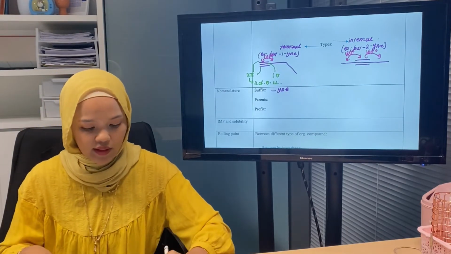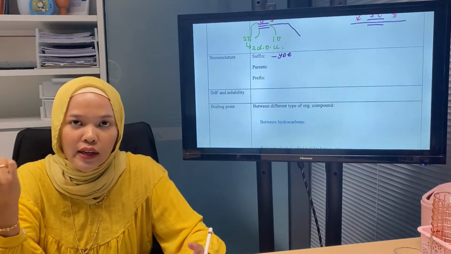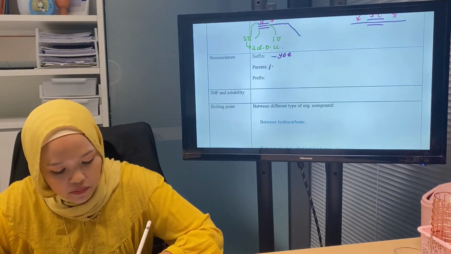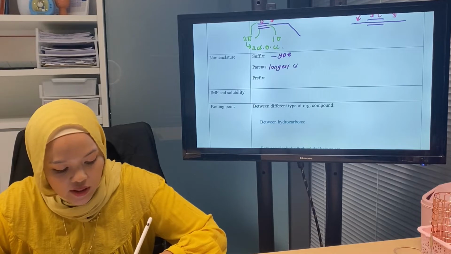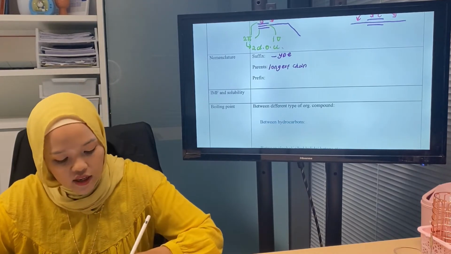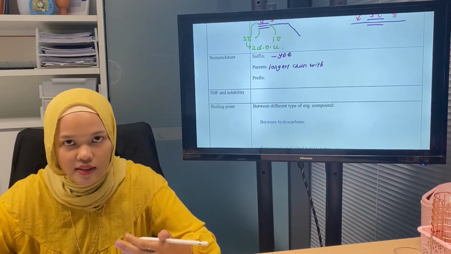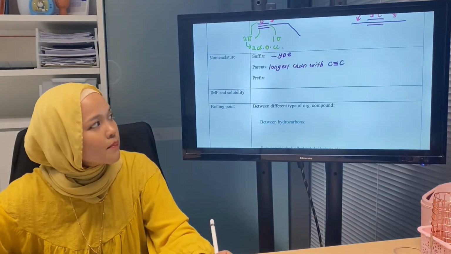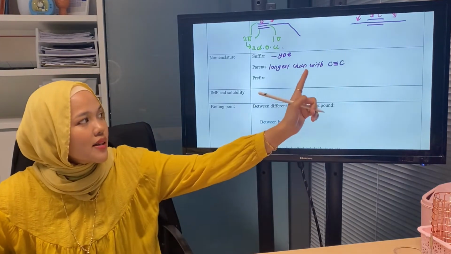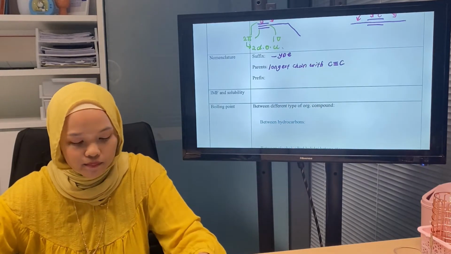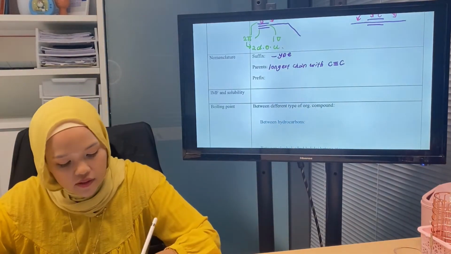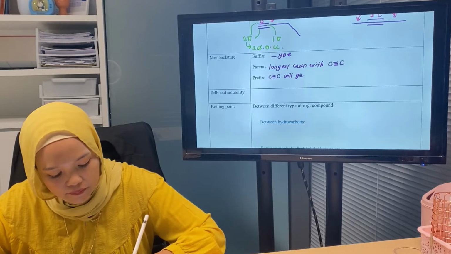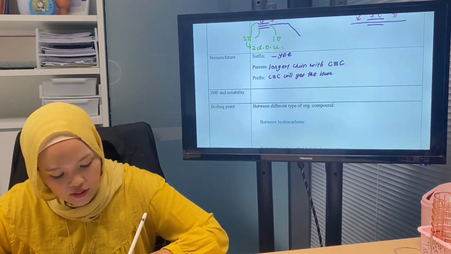Now let us look. Remember, how do you name alkenes? What is the parent's name? The parent is going to be the longest chain, but you need to remember it is the longest chain with the carbon-carbon triple bond. So when you want to find the longest chain, you must make sure the carbon-carbon triple bond is there. And then about the numbering, remember the carbon-carbon triple bond will get the lowest number.